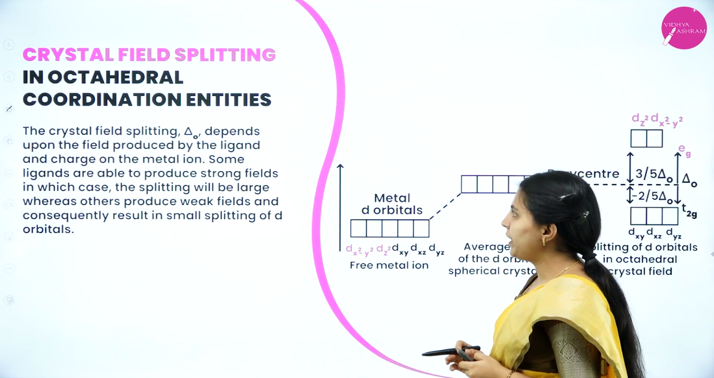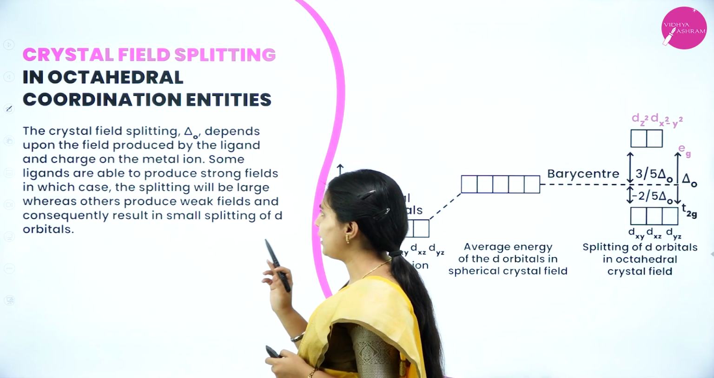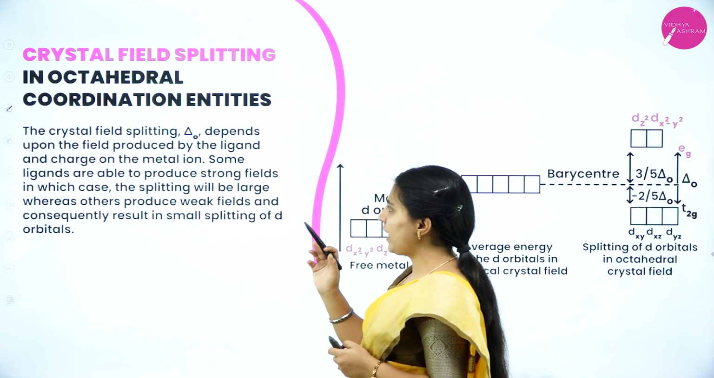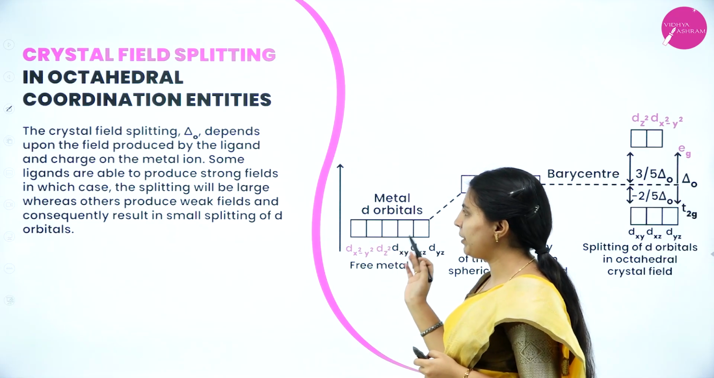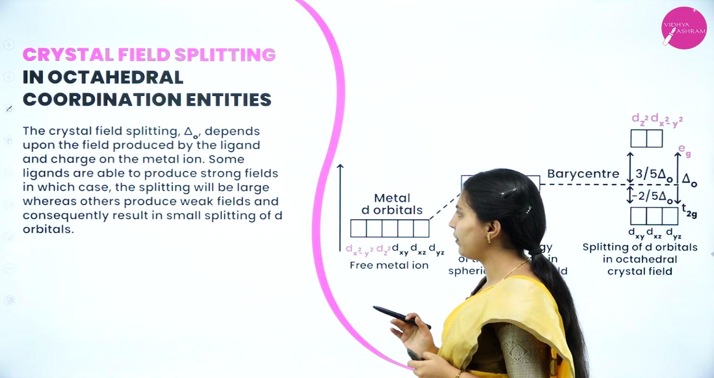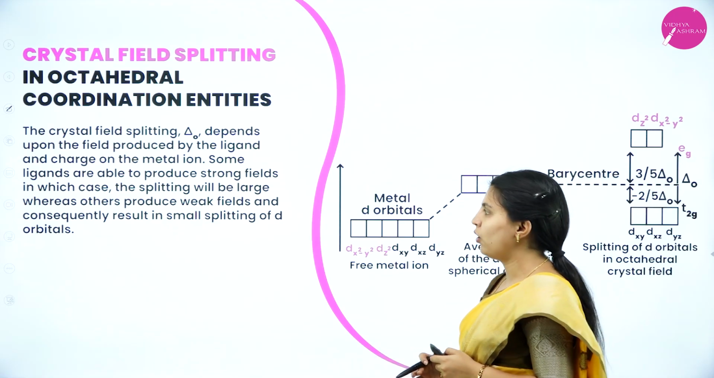The crystal field splitting delta naught depends upon the field produced by the ligand and the charge on the metal ion. Some ligands are able to produce strong fields, in which case the splitting will be large, whereas others produce weak fields and consequently result in small splitting of the d orbitals.